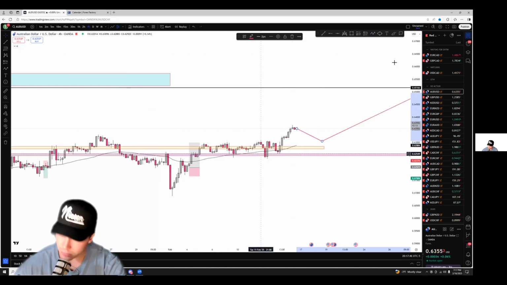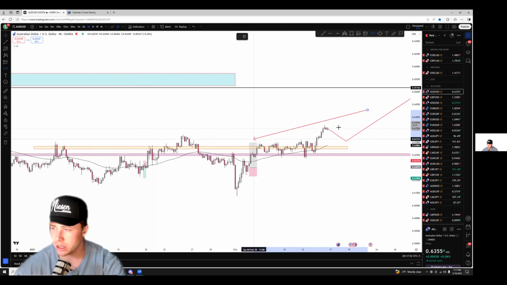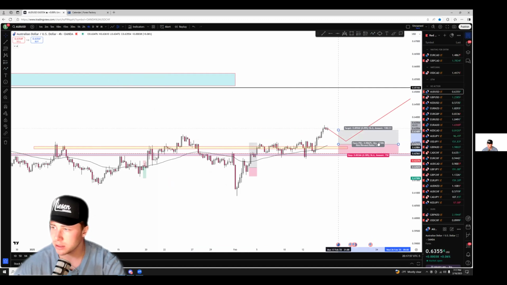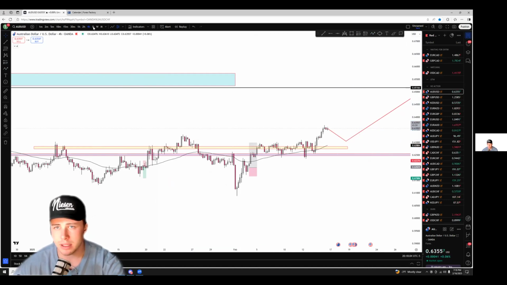It could have a nice solid rejection off this market structure right here that you see on the 4 hour. It literally could, you get in here, stop loss down here, right? And you could ride this sucker all the way up. I'm not gonna gamble on that one.